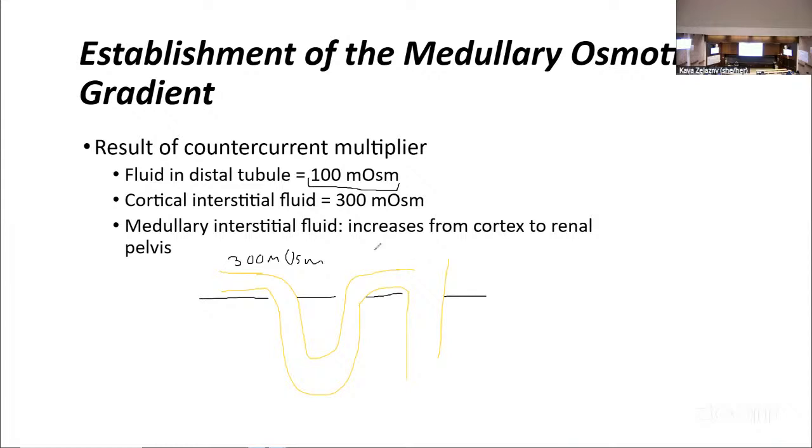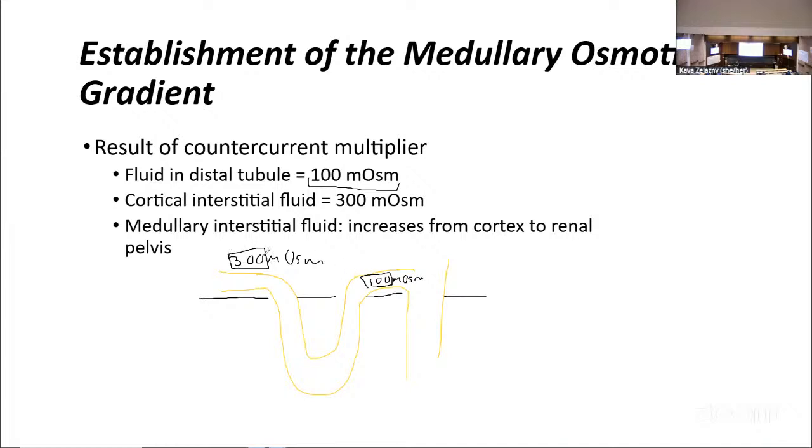low osmolarity, right? So we're going to see an osmolarity of 100 milliosmoles in the fluid that's passing through the distal tubule, which is part of why, really the main reason why, we'll see that we are able to reabsorb water in this area, right? Because we're going to be comparing the osmolarity of our fluid, which is 100, to the osmolarity of the region we're traveling through, which is 300.